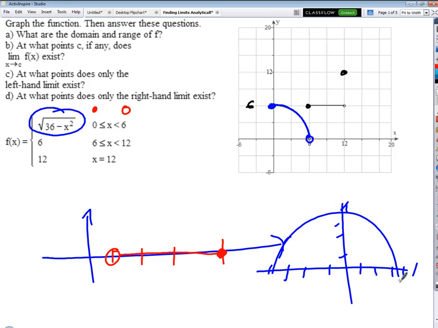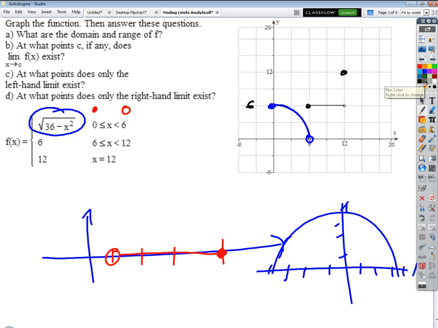Okay, so we're just taking that graph, but only taking the part of that graph that's going from values greater than or equal to 0 and less than 6. Okay? Questions? Okay, good. So now let's move on to, how about the green part of the graph?